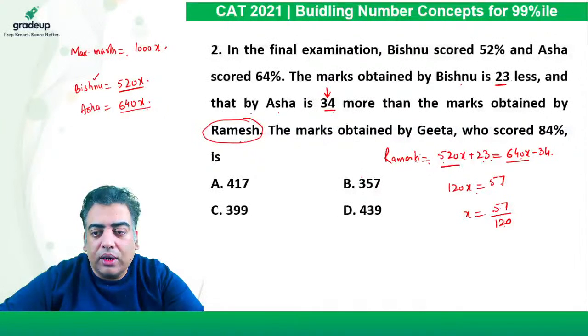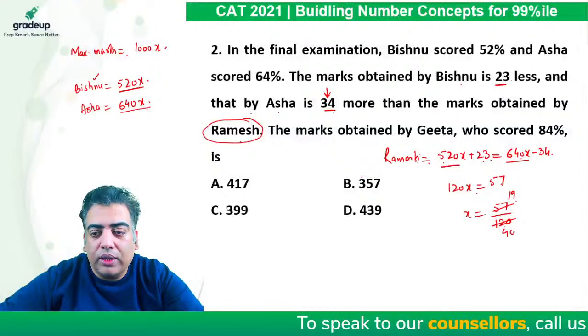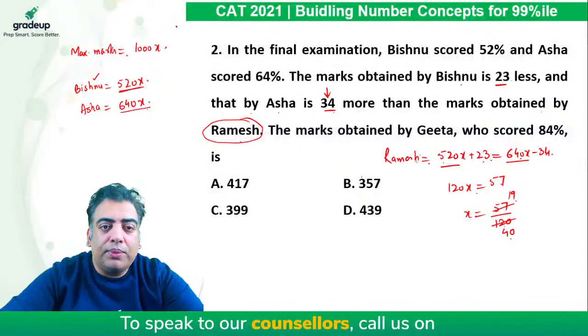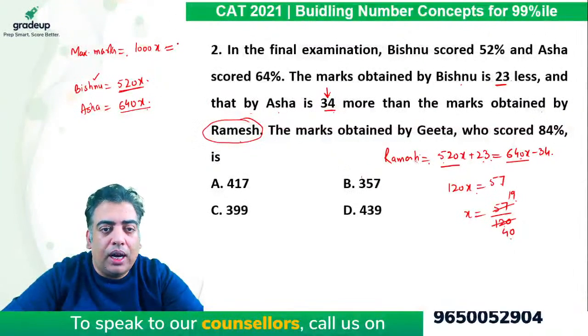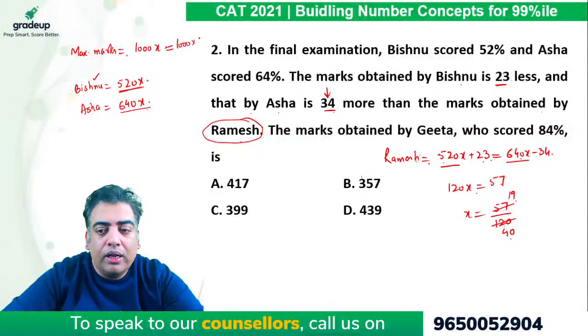So 3 gets cancelled out here. 3 1s are 3, 3 9s are 27, 3 4s are 12 followed by 0. Which gives me the maximum marks of the paper as 1000 into 19 by 40.